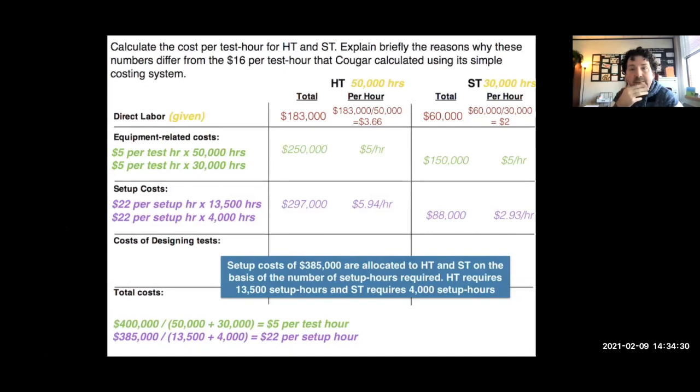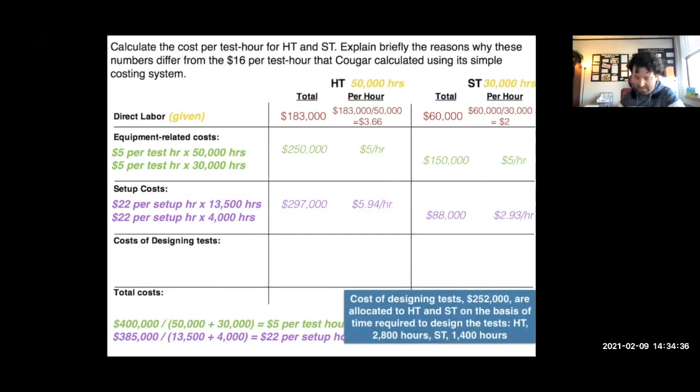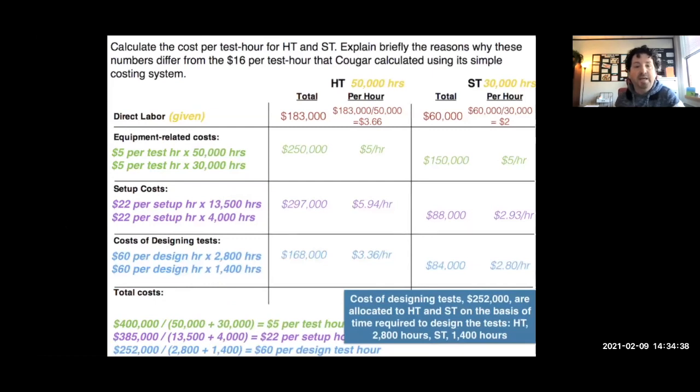Everybody's okay? All right. So let's look at cost of designing. I won't go through this one as in detail as I did the other ones, just for sake of time. So look at cost of designing test and let me know if you have any questions about that one. So we get $3.36 per test hour for heat test and $2.80 per hour for stress tests. And our rate was $60 per design test hour to get our total numbers here.